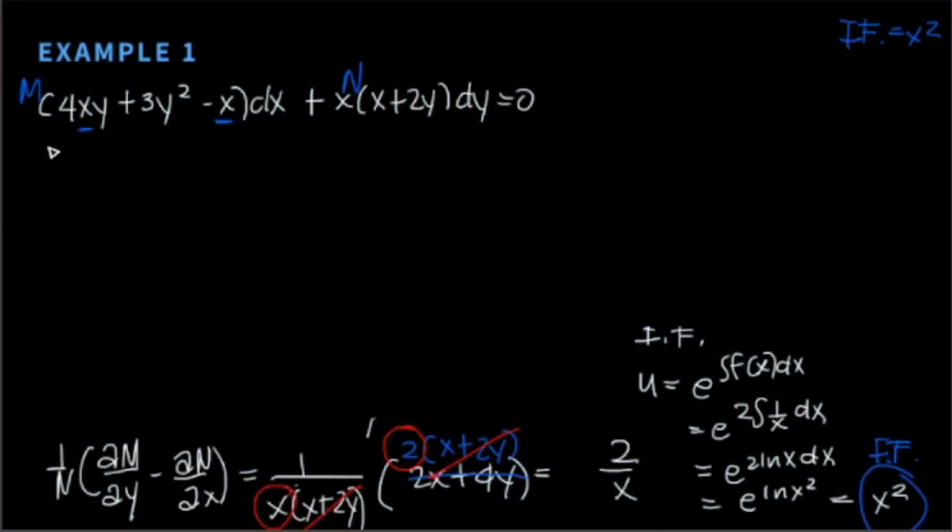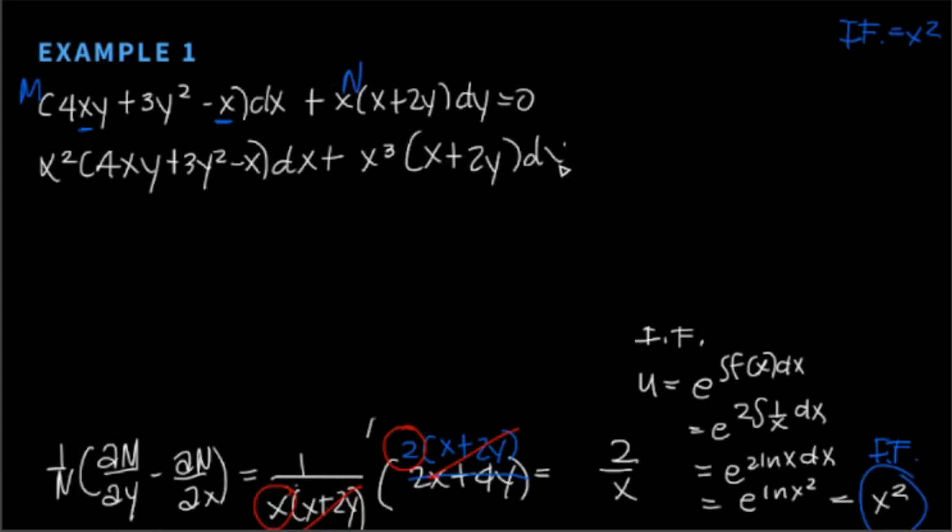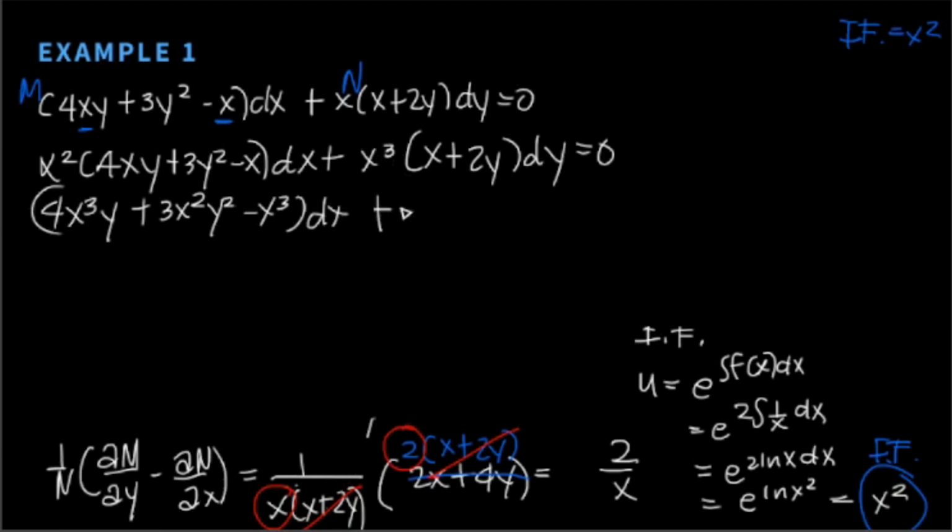So, input natin yung x squared. So, x squared times 4xy plus 3y squared minus x dx plus x times, yung integrating factor natin is x cubed, times x plus 2y dy is equal to 0. So, magiging 4x cubed. Distribute ko na to dito. 4x cubed y plus 3x squared y squared minus x cubed dx. Then, distribute ko tong x cubed dito. Plus x raised to 4 plus 2x cubed y dy is equal to 0.